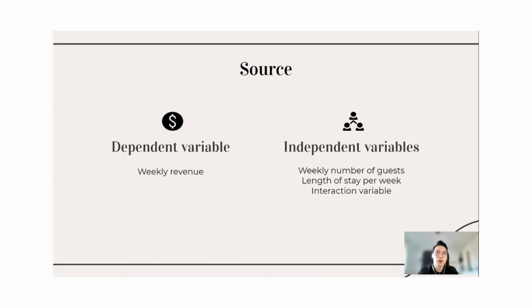For the forecasting models, we use weekly revenue over time. For the multiple linear regression, we use weekly revenue as the dependent variable, and for our independent variables, we use the weekly number of guests and length of stay per week, so this includes weekdays and weekends, and finally, the interaction between the weekly number of guests and length of stay per week.